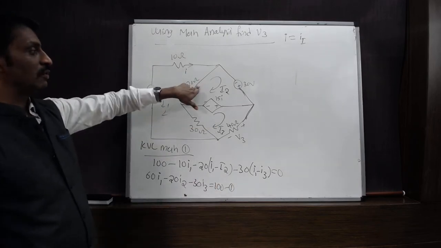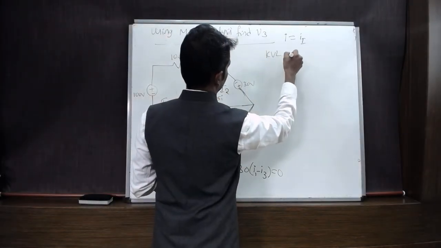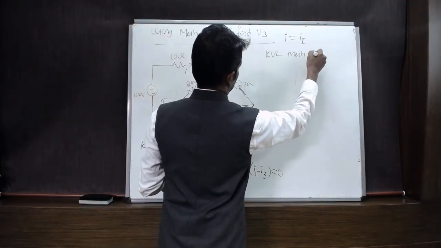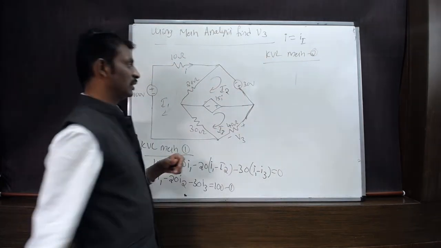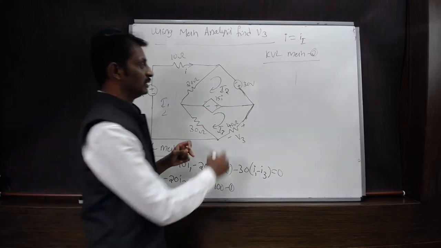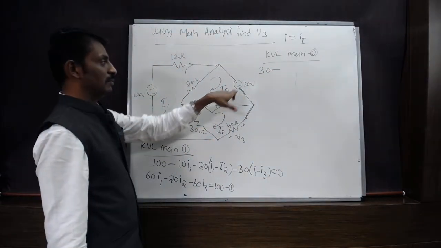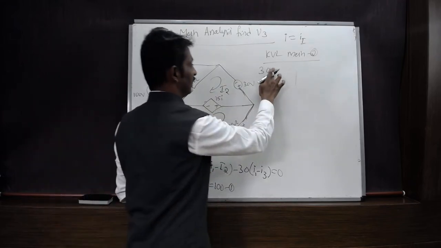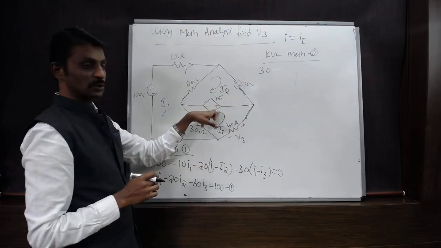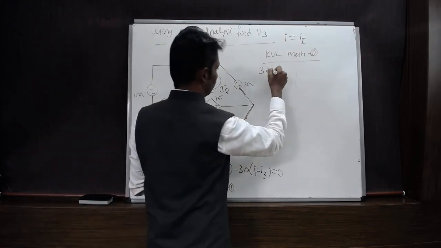Similarly, apply the KVL for mesh 2. Okay, start from the voltage source. The current entering the negative, leaving the positive, so it's a rise in the voltage. Let us see what we will get here. This 30 V is a voltage source, and the current is entering the positive and leaving the negative, so we are going to take it as a drop in the voltage.